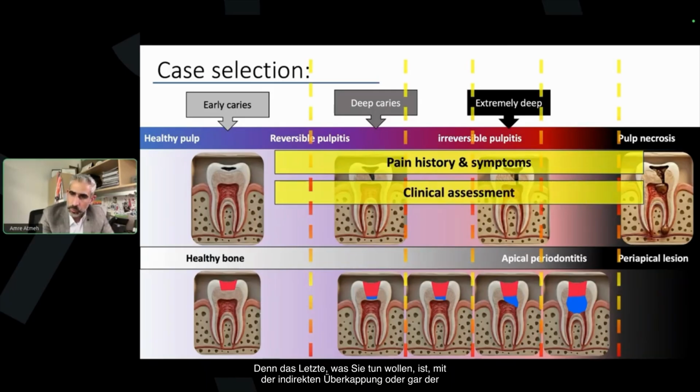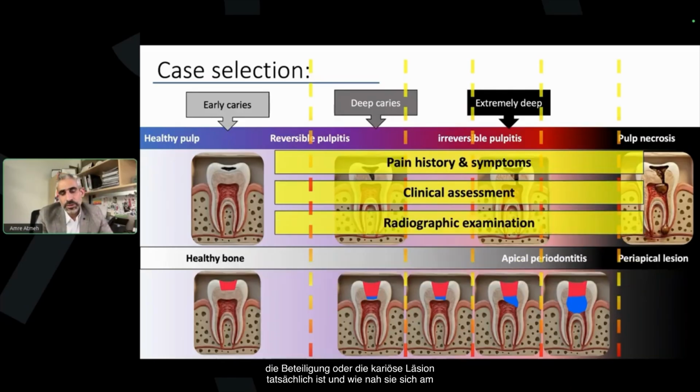You have to run or perform your pulp tests, whether you're doing a cold test or electric pulp test. You have to assess the pulp sensibility, because the last thing you want to do is to proceed with an indirect pulp treatment or even vital pulp therapy while the pulp is dead. Also, you have to assess the tooth, whether there's any tenderness to percussion or pain on palpation, which are indicative of periapical involvement of the tissues.